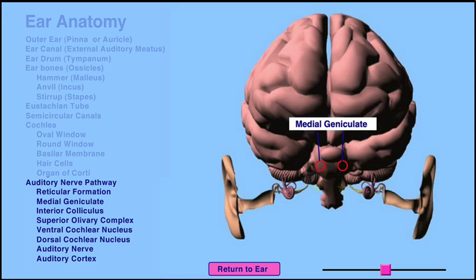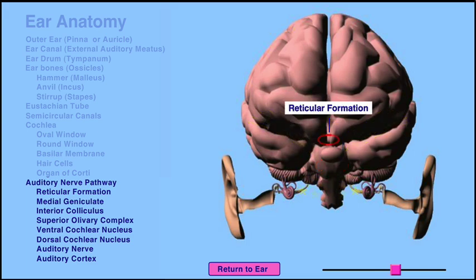The medial geniculate in the thalamus sends frequency-specific fibers radiating out to the auditory cortex. One of the important functions of the reticular formation in the midbrain, sometimes called the reticular activating system, is to alert the cortex of upcoming signals.